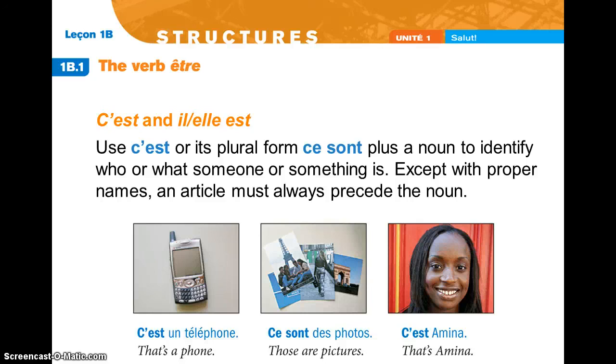So with c'est or ce sont, we have c'est un téléphone. Here's our article. Ce sont des photos. Here's our article. But now here we have Amina, and this is a proper name, so we simply say c'est Amina. We wouldn't say that's an Amina, so we just say that's Amina.